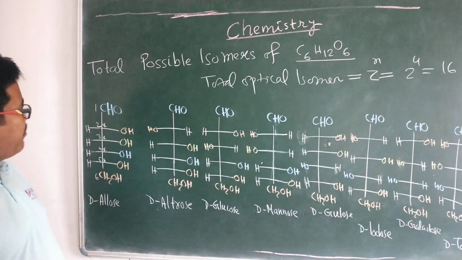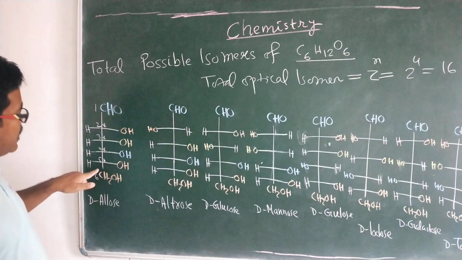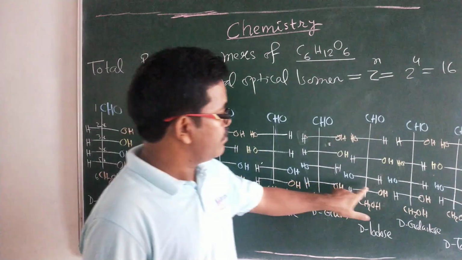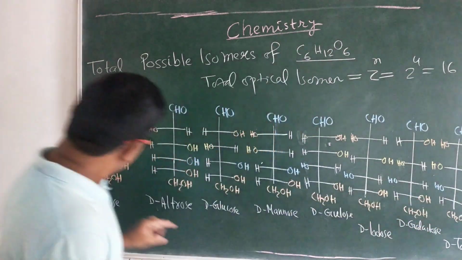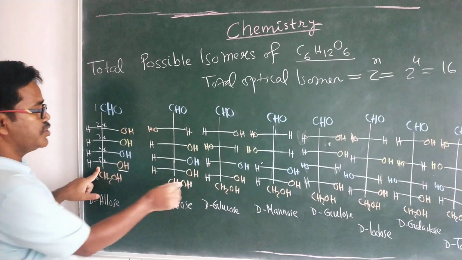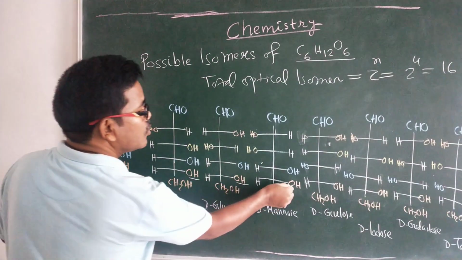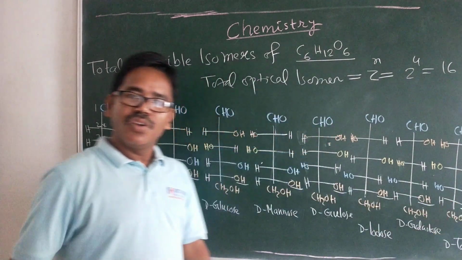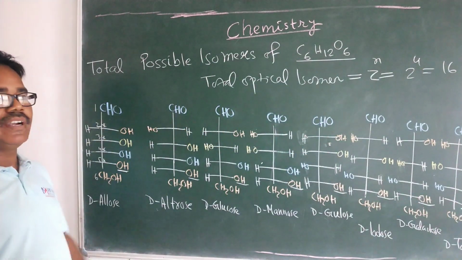Now come to carbon number 5. In carbon number 5, on the right hand side there is an OH group, in all 8 structures.